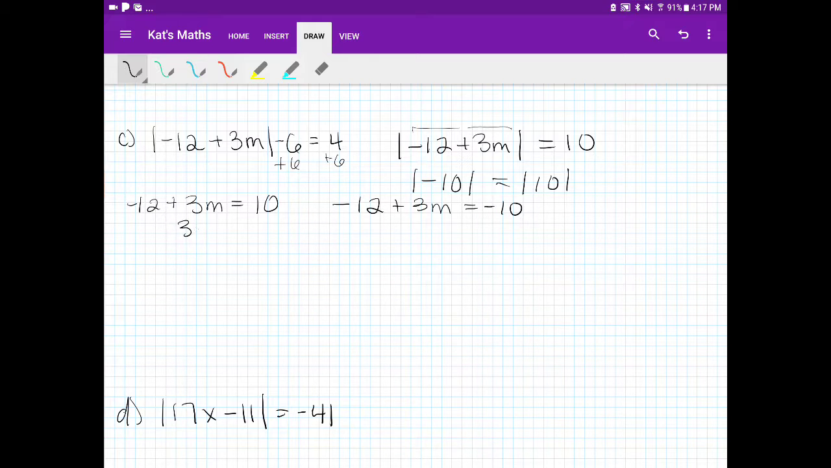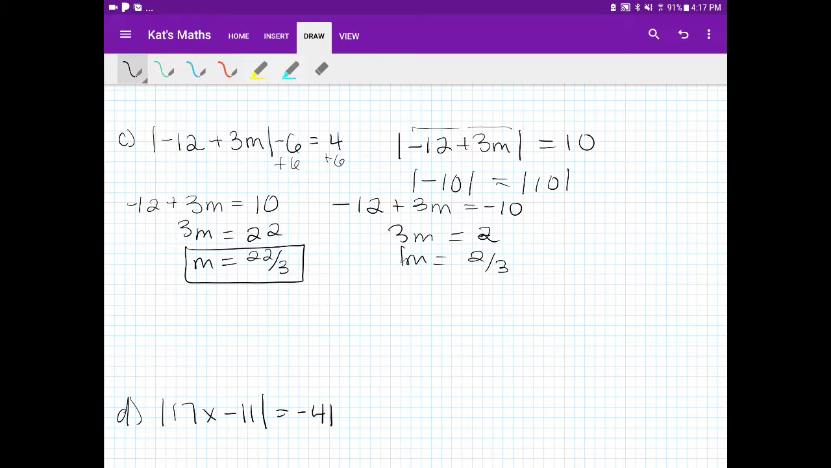So here we have 3m is equal to 22. And then m is equal to 22 thirds. And here we have 3m is equal to positive 2. So m is equal to 2 thirds. So again, we have m is equal to 22 over 3, or m is equal to 2 over 3.